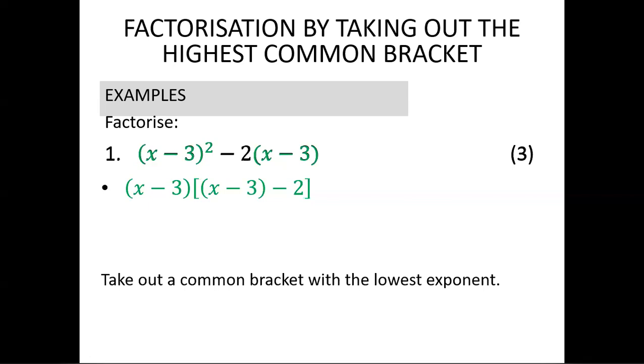Inside that bigger bracket, I had to put in a bigger bracket because in the first term I'm left with 1 times x minus 3, which is a full bracket. If I just get rid of that bracket inside the bigger bracket, I will have x minus 3 minus 2. And minus 3 and minus 2 will give me minus 5. Fully factorized, this will be x minus 3 multiplied by x minus 5.